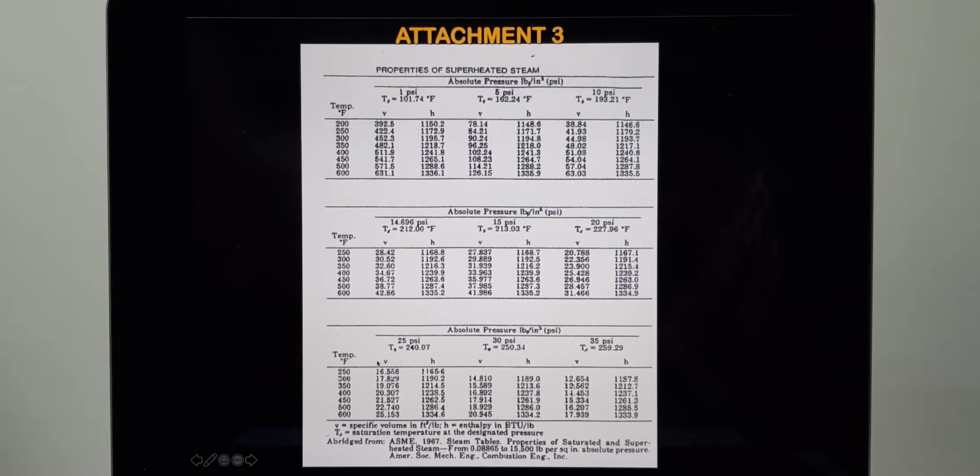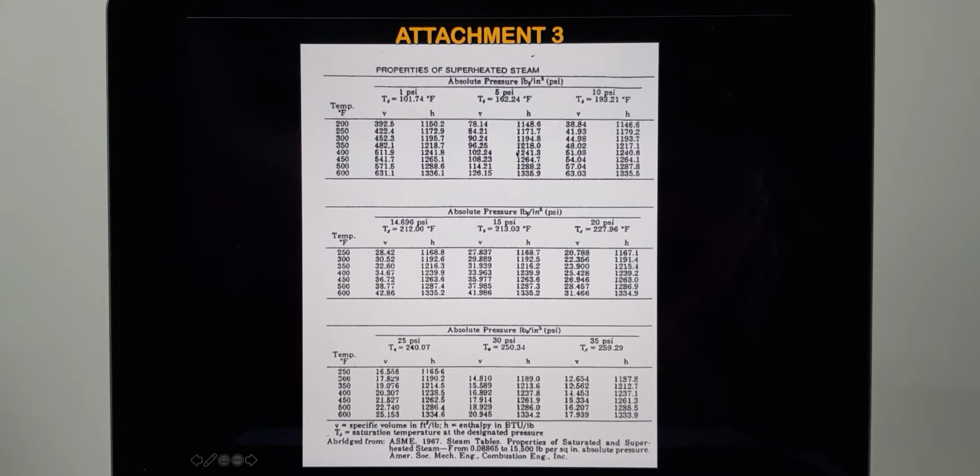They are used in each column for different pressure. For example, 25 psi, and under 25 psi we have two columns, V and H. Can you see that? V is meant for volume, H for enthalpy. We are interested in calculating the value for the enthalpy, not volume. Please check that the unit for the enthalpy given here is BTU per pound, not cubic feet per pound. Please make sure that you are clear there.